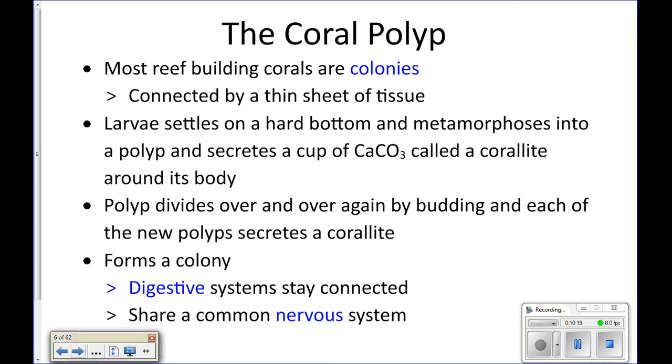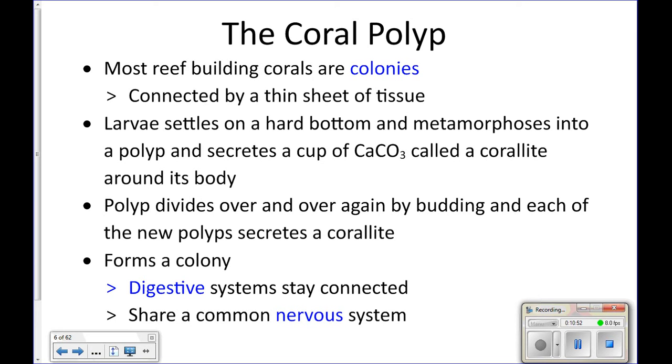And I'll pass this around, but you can look at this and you can see each of the little holes in here. This is actually where a little coral polyp would sit, okay? And so you can see just how small they are. And then they will be connected by a thin sheet of tissue. So as you look at that little piece, you can see where the little coral polyps will be. And those coral polyps remain connected with the tissue. And in that tissue that connects each of the little polyps, their digestive and their nervous system will remain connected.